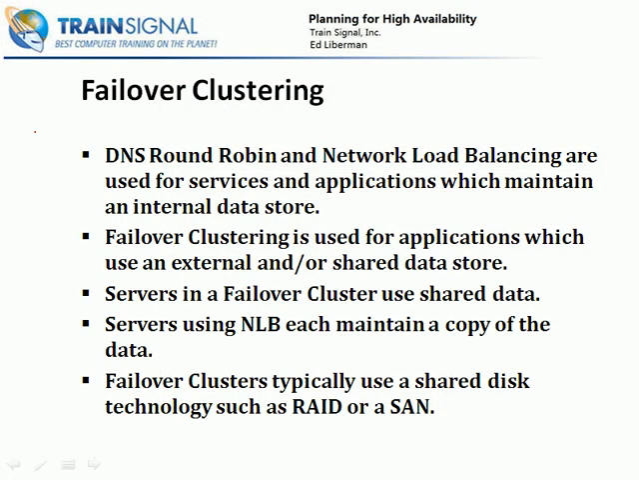So when it comes to failover clustering, we're kind of looking at a slightly different animal than what we were looking at with DNS round robin and with network load balancing. See, DNS round robin and network load balancing are used to provide high availability for services and applications which maintain an internal data store. Okay, so an example of where you might use network load balancing would be with different networking services. Matter of fact, DNS is one of them.